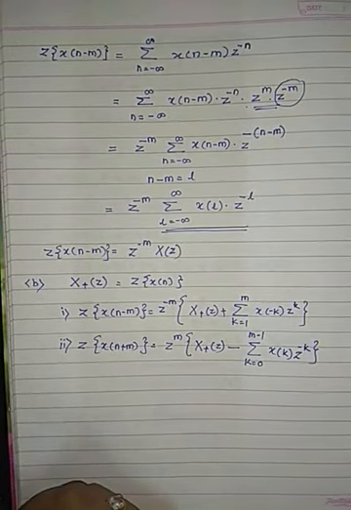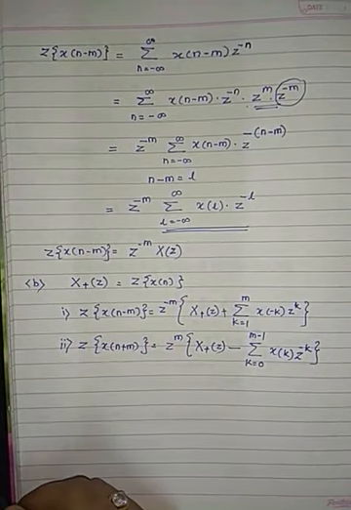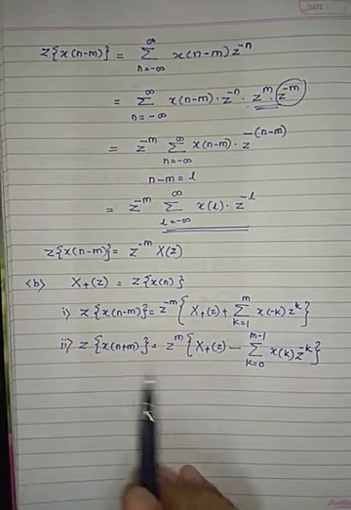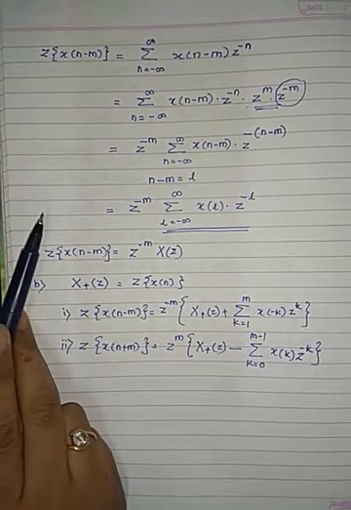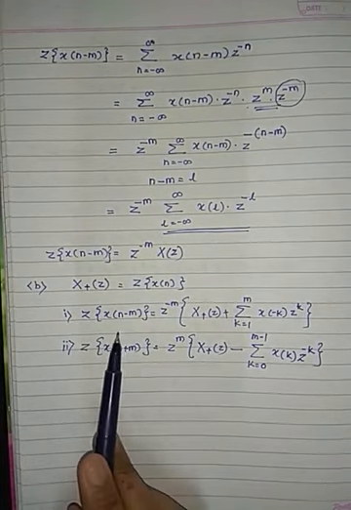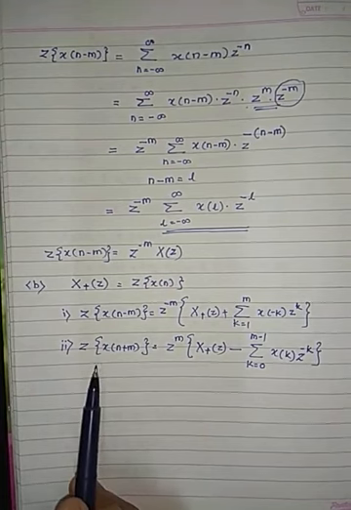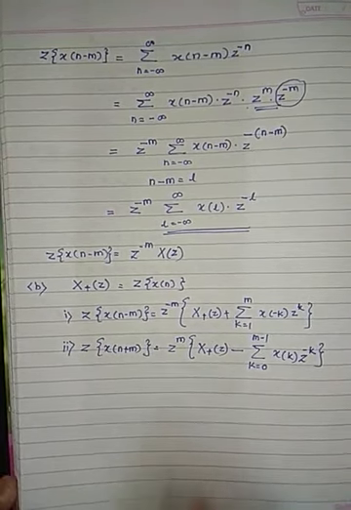Now we have to prove these two conditions where m is a positive integer. In the previous case, m was either a positive or negative integer where we considered the two-sided sequence. Now we are going to consider the one-sided sequence, so we will consider the positive shift as well as the negative shift.